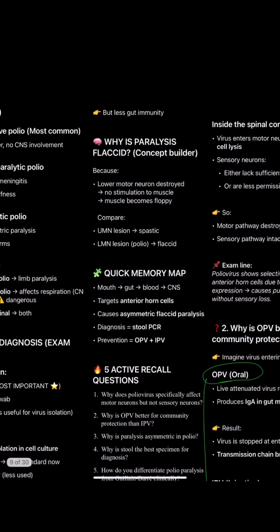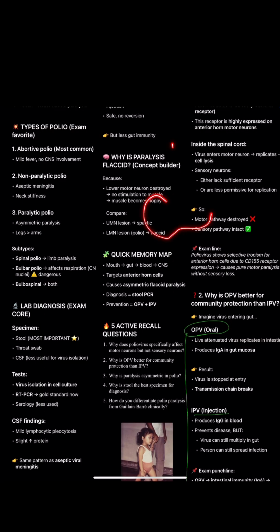Now the next question is: why is there flaccid paralysis? Because if the anterior horn cell neurons are damaged, then the LMN, that is the lower motor neurons, are also destroyed. So muscle stimulation will not be there and the muscle becomes floppy. And so, as a lower motor neuron lesion is there, flaccid paralysis will be there.